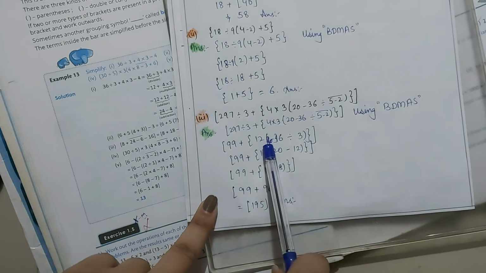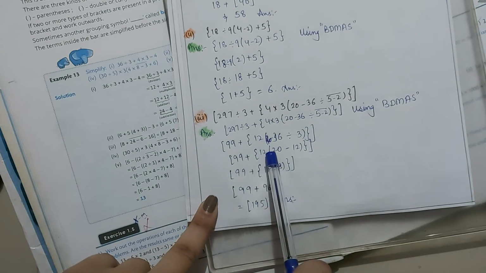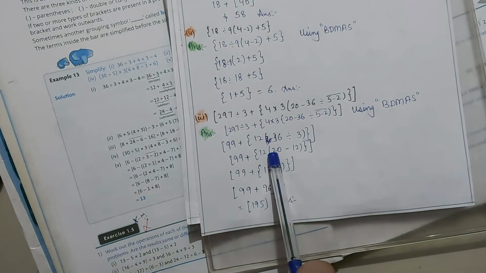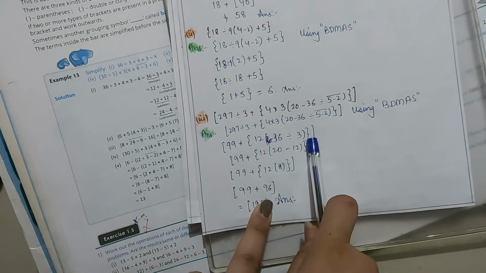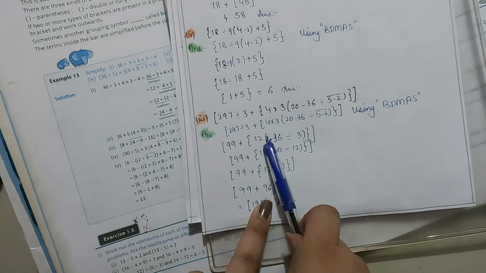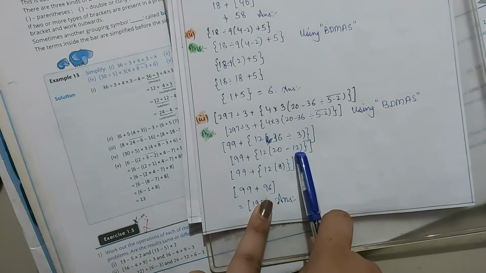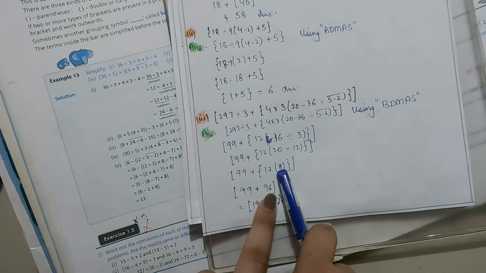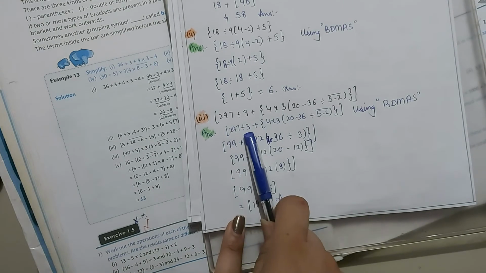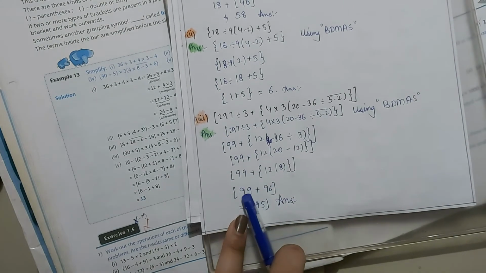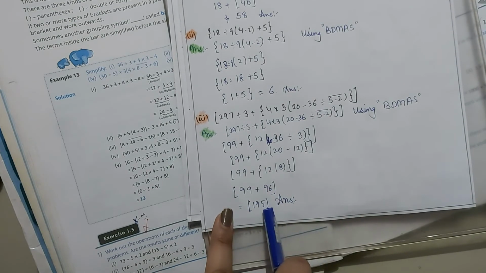Next, 20 minus 36 divided by 3. So firstly we have to solve the division. So simply 36 divided by 3, it is 12. So 20 minus 12 would be 8. So 12 eights are 96. Similarly 297 divided by 3 would be 99. So whenever we add 99 plus 96, that would be 195.